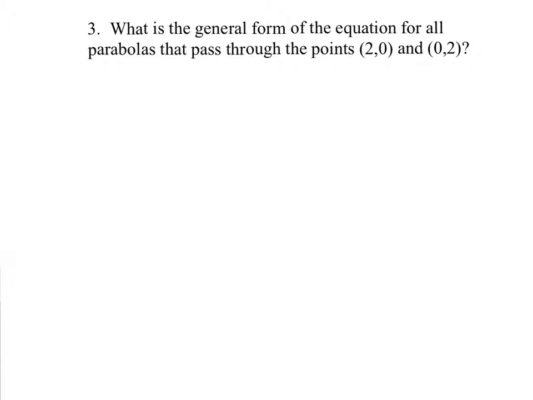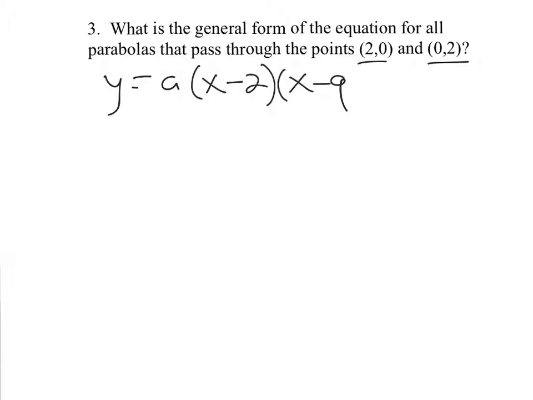Okay, so now the general form. So now we want an equation that passes through points (2, 0) and (0, 2). So that means we have an x-intercept and a y-intercept. So again, we can say that y is equal to a times (x minus 2), since that's an x-intercept, times (x minus q), and then we can substitute in the point (0, 2), which will give us that 2 is equal to a times (0 minus 2) times (0 minus q).